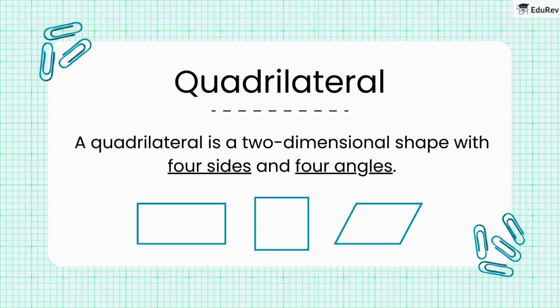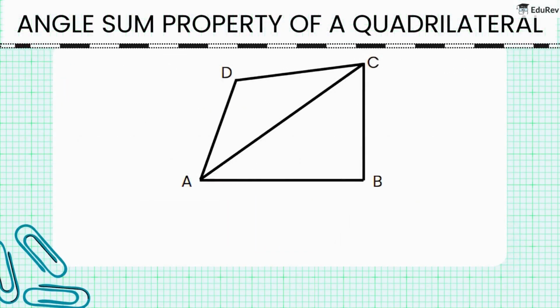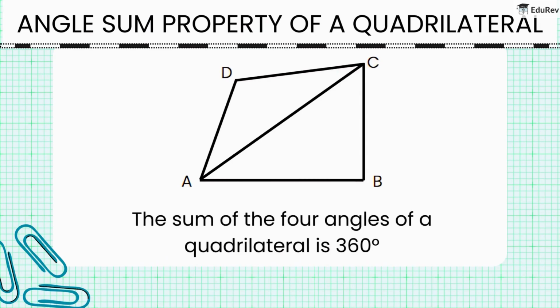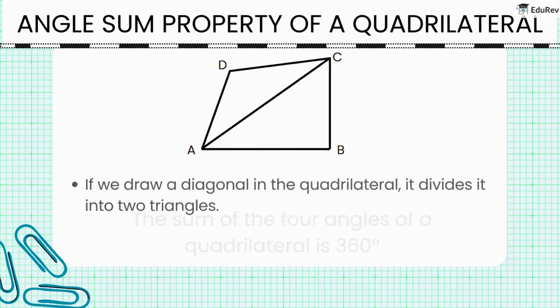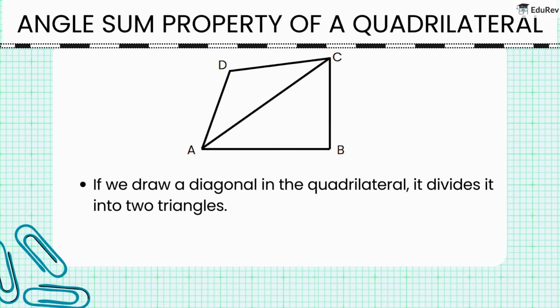Now that we know what a quadrilateral is, let's think a bit more. Have you ever wondered how the angles in these four-sided figures add up? The sum of the four angles of a quadrilateral is 360 degrees. If we draw a diagonal in the quadrilateral, it divides it into two triangles.